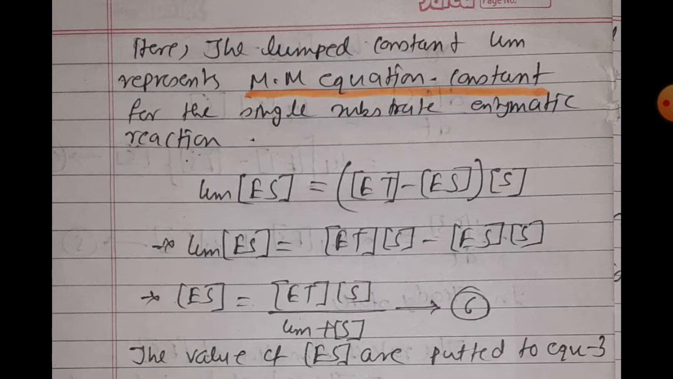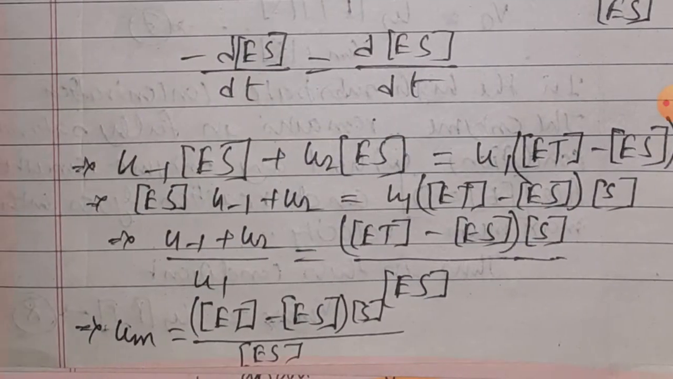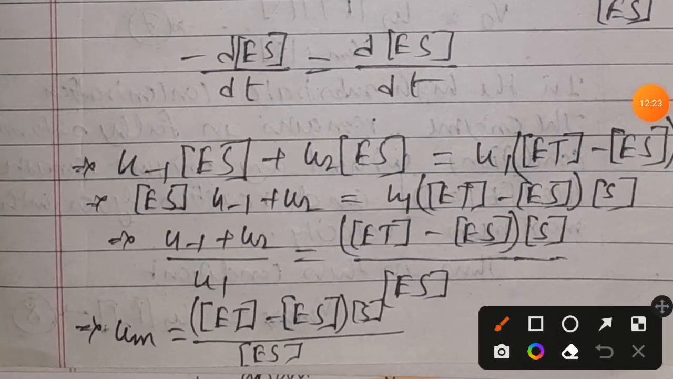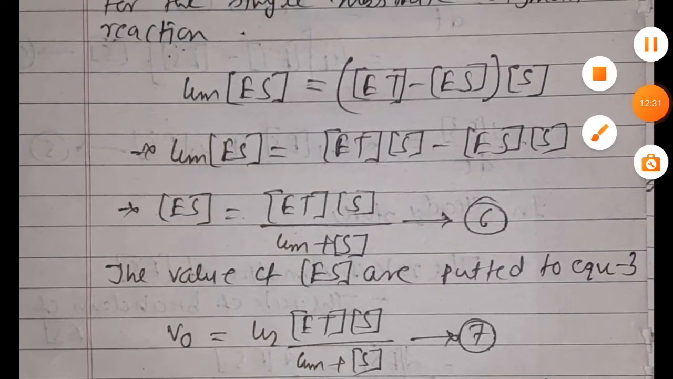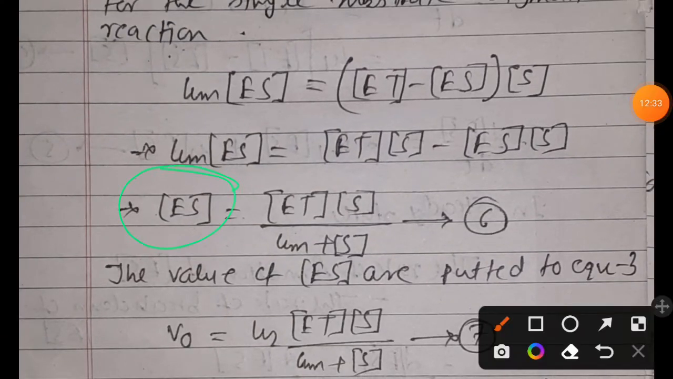Now where we have left our equation up to that part, we will multiply these two. So Km ES equals Et minus ES times S. Now by solving we will get this one. I hope you can easily understand it.